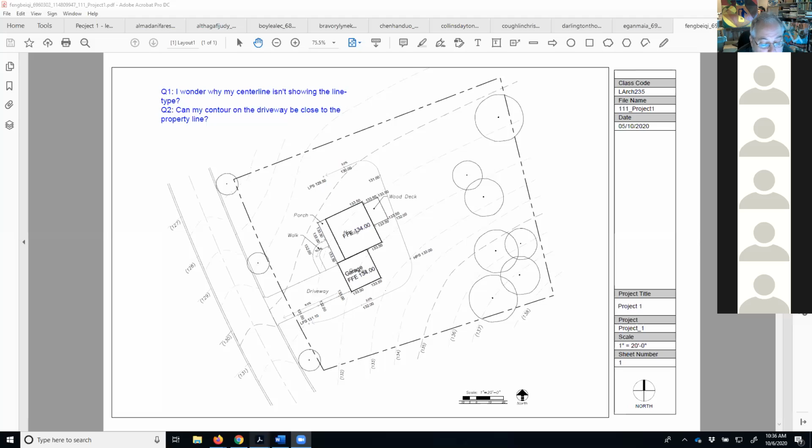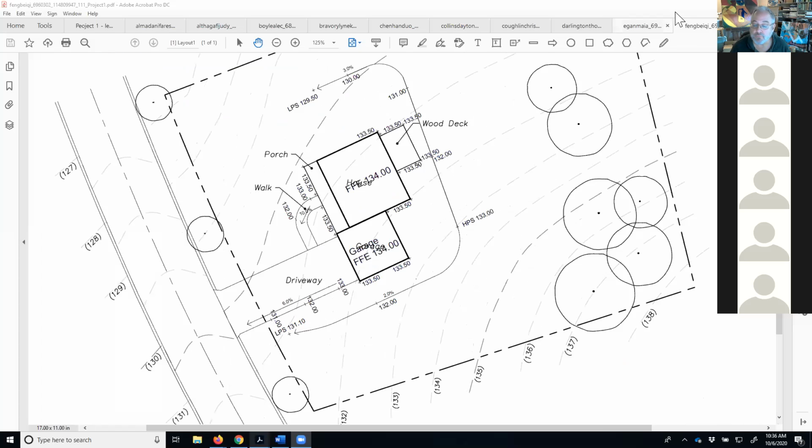So, can my contour on my driveway be close to the property line? Absolutely. And I think we actually went over this, so it's probably not a new surprise to you. This contour line is going to shoot across there. It will not be curved, though. It will be a straight line, and exactly the angle of which I don't know what it's going to be yet.